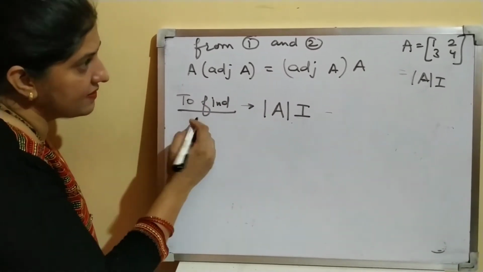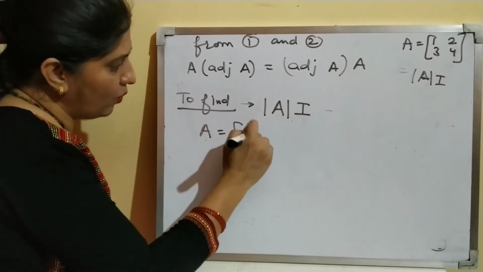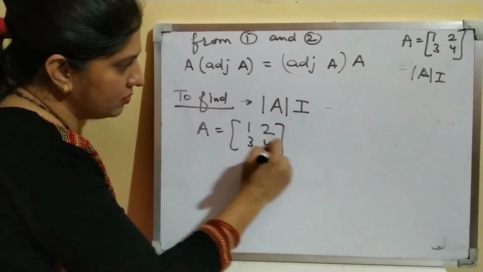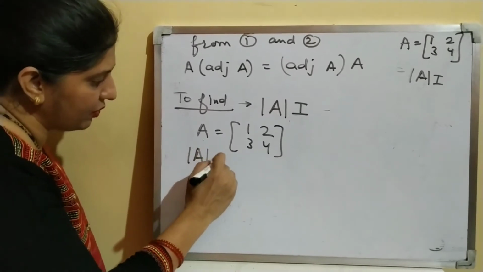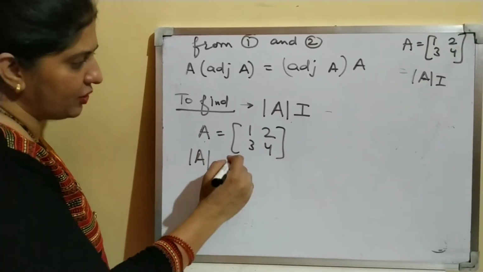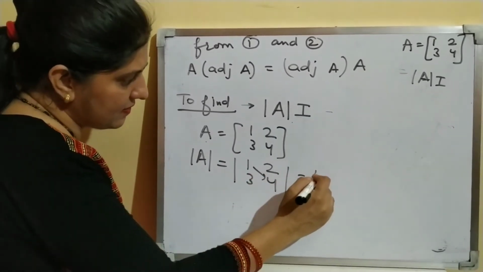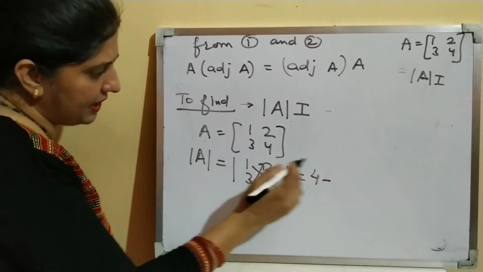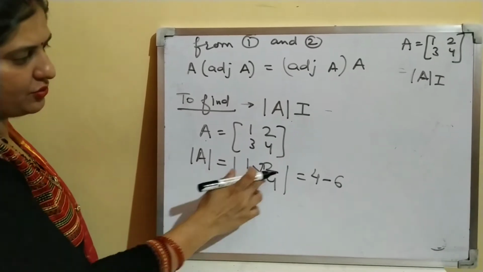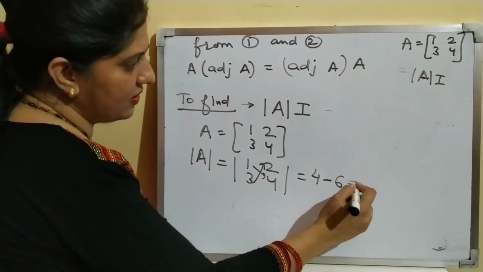So matrix A is [1, 2; 3, 4]. We have to calculate the determinant of A. Determinant of A is equal to the product of the diagonal elements minus the product of the non-diagonal elements: 4 minus 6. We get minus 2.